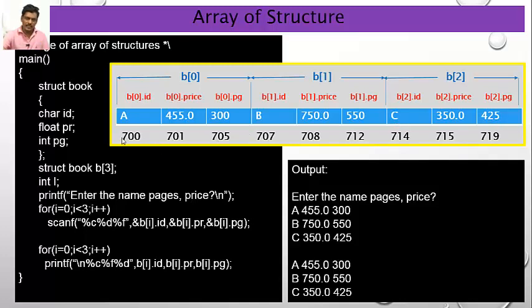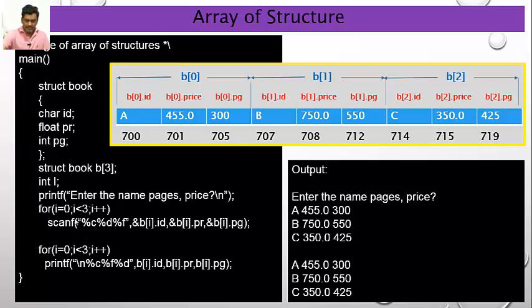So based on that, address 700 is the character location. It occupies 1 byte. Then 701 occupies 4 bytes because it is a float. 701 plus 4 is 705. Then b of 0 dot pg is an integer. It occupies 2 bytes, 705 and 706. So the next one starts at 707. So the addresses will be in continuous form.